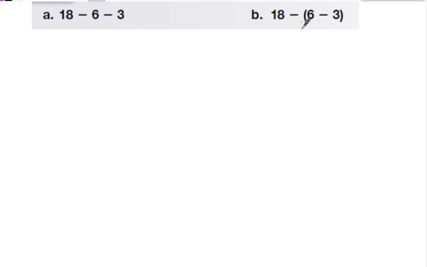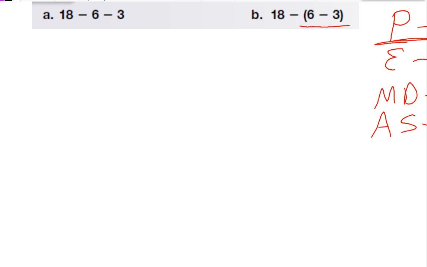When we have parentheses in a problem, the rule is that we do parentheses first. The order looks like this. So you have parentheses, exponents, multiply and divide, and then add and subtract. So parentheses always come first, and we're going to focus on those today.